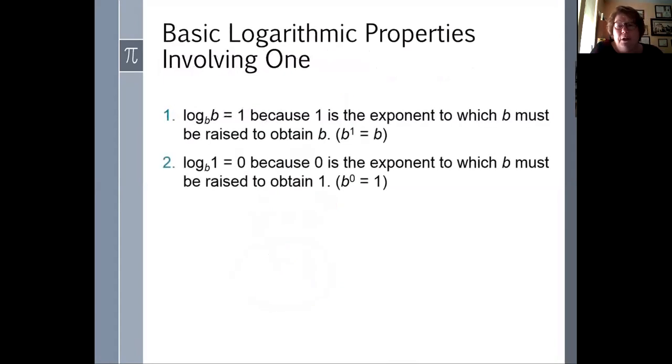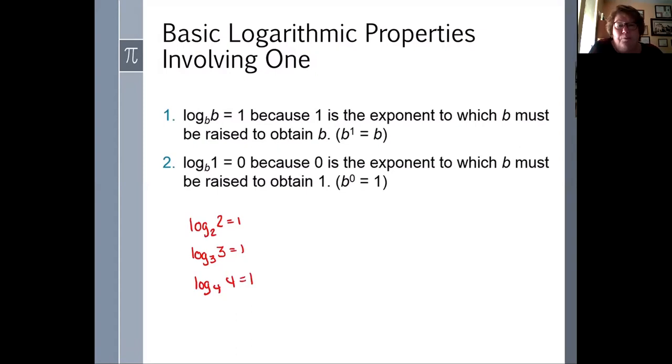So the first basic property we have of logarithms is that the log base b of b is 1. That's because 1 is the exponent you must raise that base b to get b, or in exponential form, b to the first power is b. So the log base b of b is always the number 1. So the log base 2 of 2 is 1. The log base 3 of 3 is 1. The log base 4 of 4 is 1, etc.